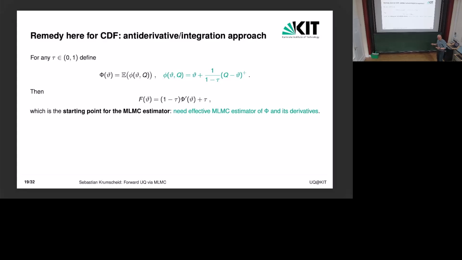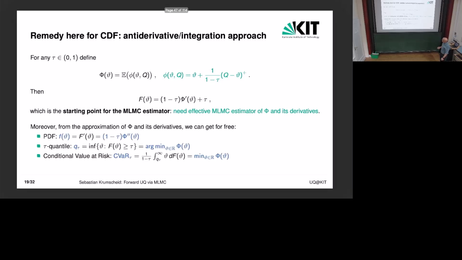Okay, so do I really gain something? I hope I'm convinced we do somehow. So that's the game that we're playing. And in fact, I could differentiate another time, so if I have sufficient regularity in my capital phi, I can of course also extract the PDF, obviously.